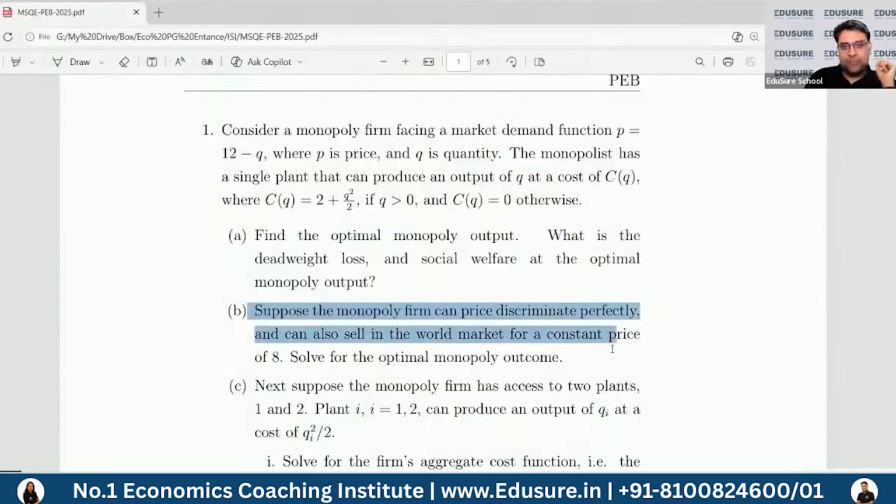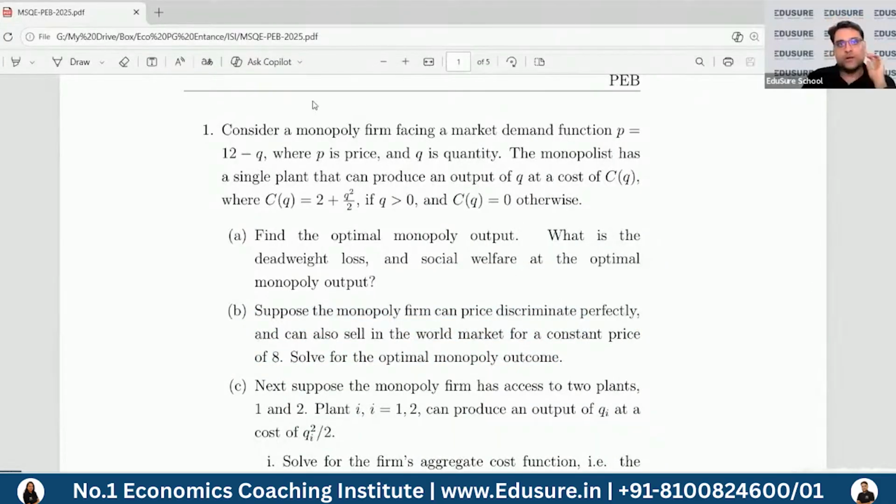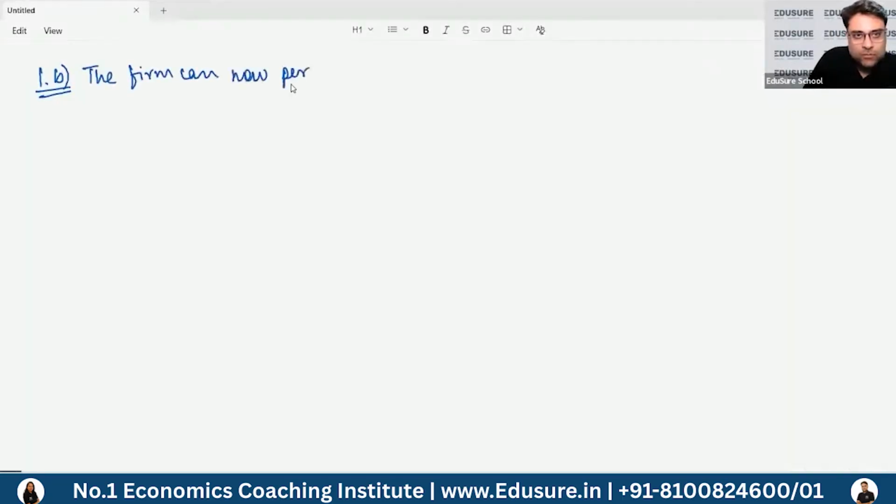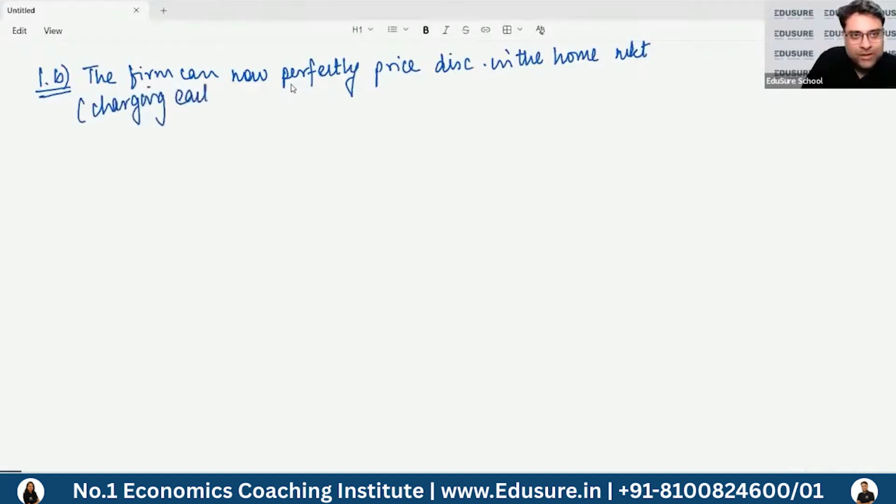Suppose the monopoly firm can price discriminate perfectly and can sell in the world market at a constant price of 8. Solve for the optimal monopoly outcome. We will do Part B now. So the firm can now perfectly price discriminate in the home market, that is, charging each consumer equal to their willingness to pay, and sell in the world market at price equal to 8.